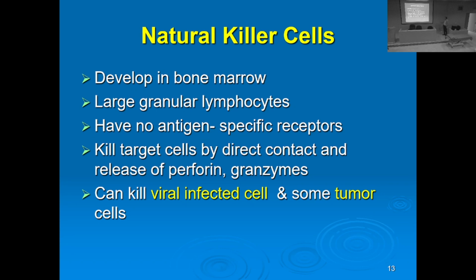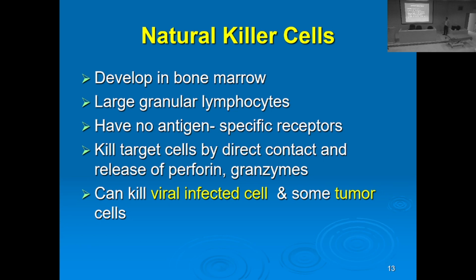So now the natural killer cells. I said that natural killer cells are one type of lymphocytes that are not specific of the antigen. They develop in the bone marrow. They are called large granular lymphocytes because of their morphology, as I said. They have no antigen-specific receptor. They kill target cells by direct contact and release of perforin, an enzyme that will drive holes in the membrane of the cell, and granzymes, enzymes that will digest components of the cell. The NK cells kill mainly virally infected cells and tumoral cells. So they are a very important mechanism of surveillance for cancer cells.